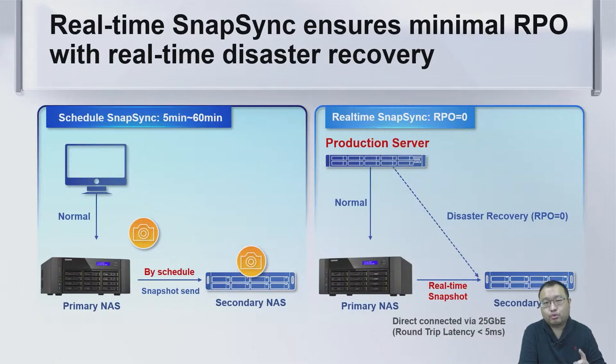So SnapSync is real time. As you can see here, it helps you do real-time remote replication, a real-time snapshot. So when there's a power outage, a data breach of your main server, or a hardware failure, you can always have a second NAS functioning in real time, ready to be put into your production server site.